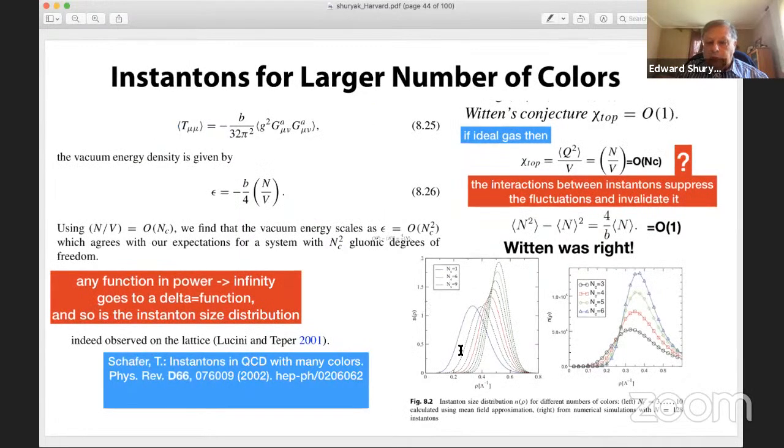The other thing is what happened with instantons if you go from a small number of colors, two or three, which we normally study, to large. As Witten pointed out, the action is of the order of N_c and becomes very large, so small-size instantons disappear. Any number smaller than one to an infinite power goes to zero, but one to an infinite power goes to one. So the instanton size distribution, which we get from our ensemble, becomes thinner and thinner and becomes a delta function at large N.